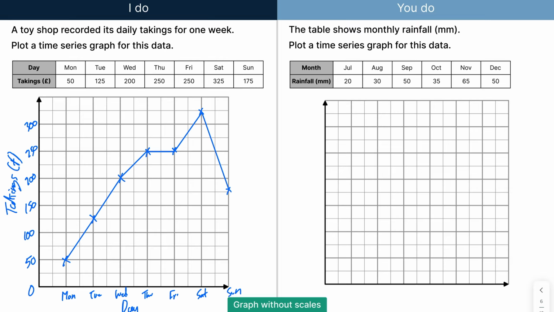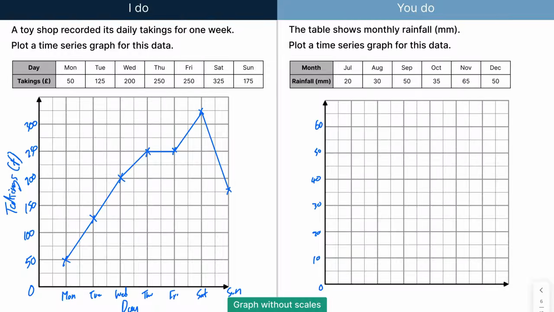and again, hopefully you've pressed pause and had a go at the example on the right. So the smallest number I can see here is 20, and the largest number I can see here is 65. So I would probably go up in 10, 20, 30, 40, 50, 60. Yeah, you can go up in tens. That works. That would be a nice scale to visualize it. So 10, 20, 30, 40, 50, 60.